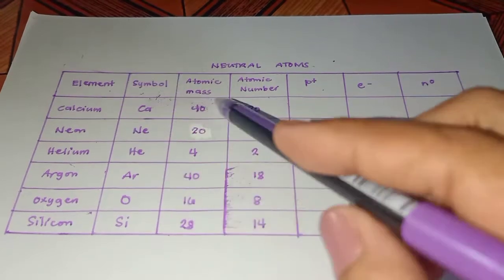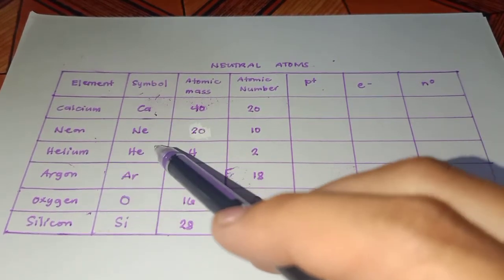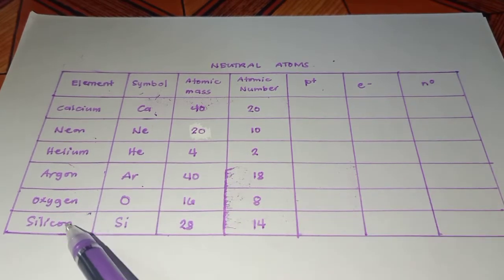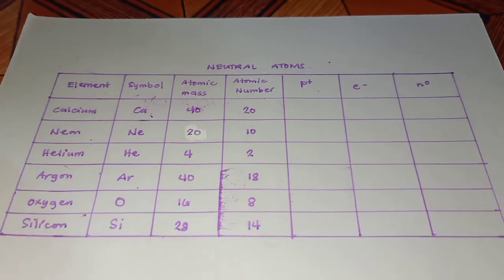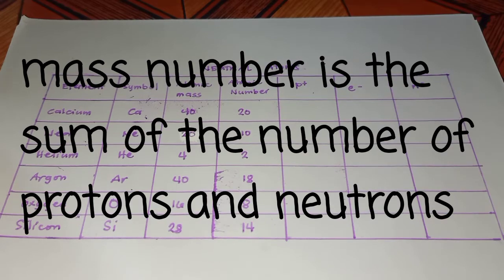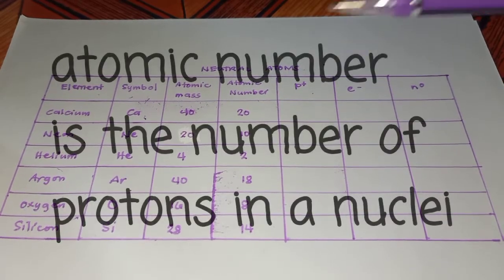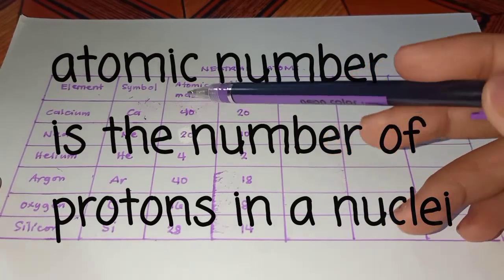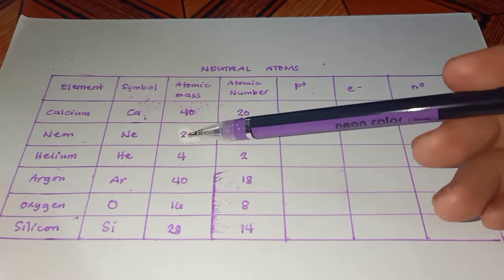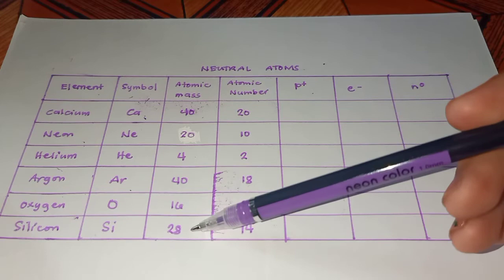We have here calcium, which has the symbol of Ca, Ne, neon, helium, He, argon, Ar, oxygen, O, and silicon, Si. Mass number, or atomic mass, is defined as the sum of the number of protons and neutrons, while the atomic number is based on the number of protons in an atom. For calcium, we have an atomic mass of 40. Neon has 20, helium has 4, argon has 40, oxygen 16, and silicon 28.